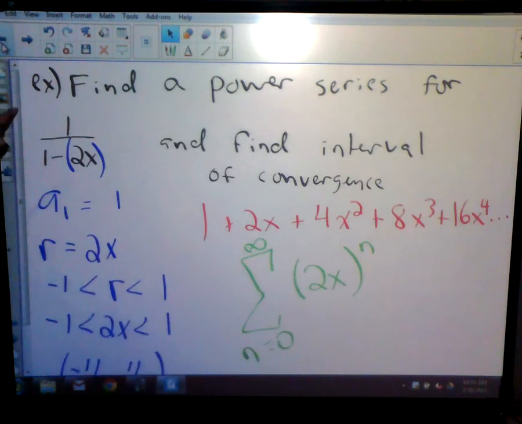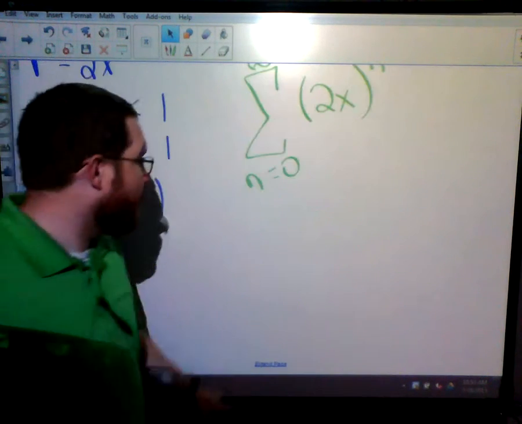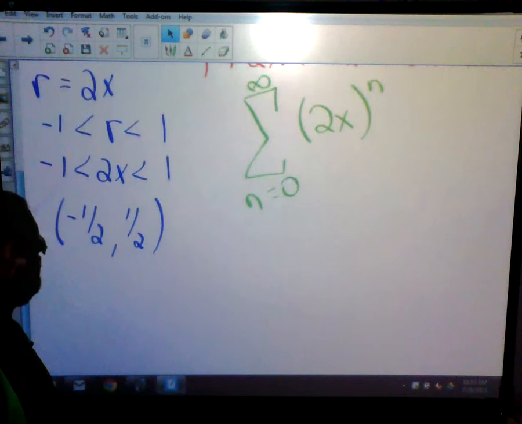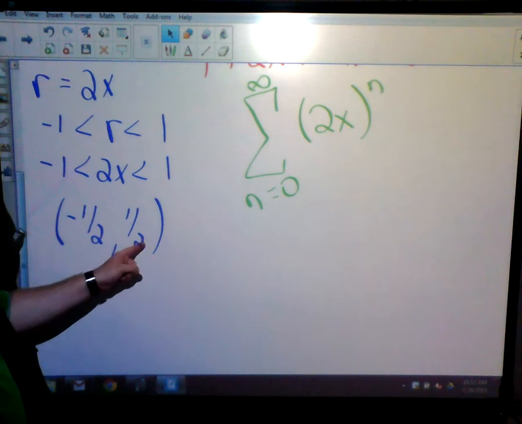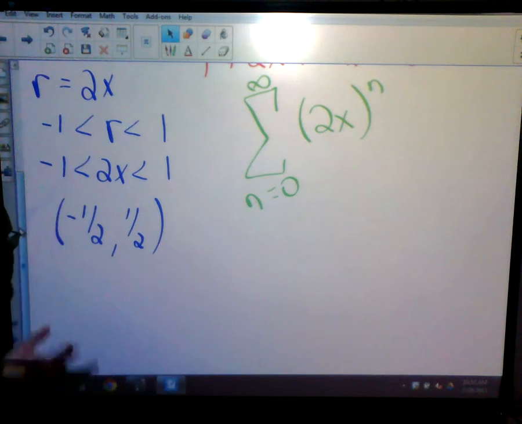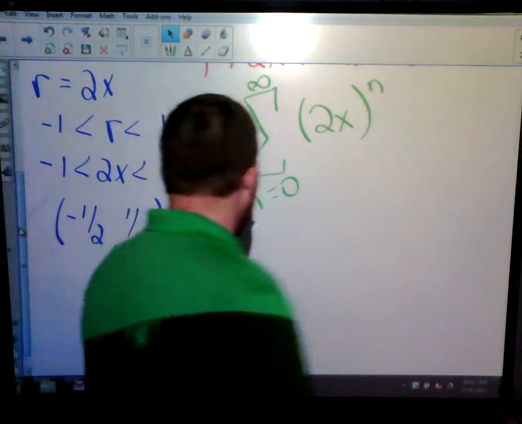Well, let's go back to this problem real quick. We should also check the endpoints and see if -1/2 works or if 1/2 works. I put parentheses around them because I knew the answer, but let's check.